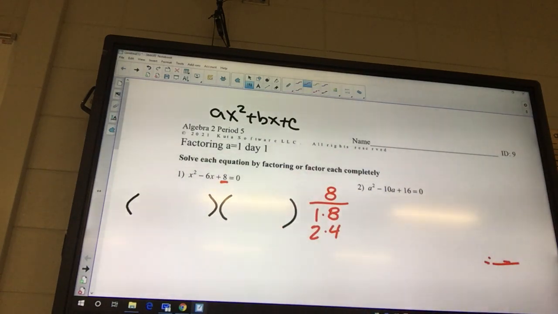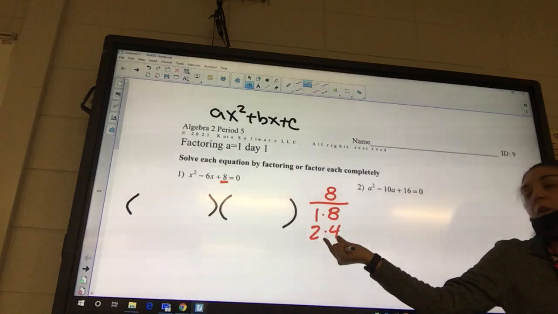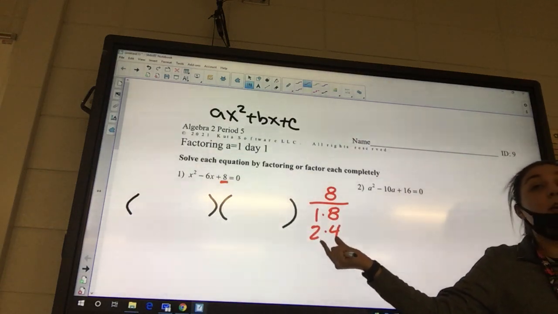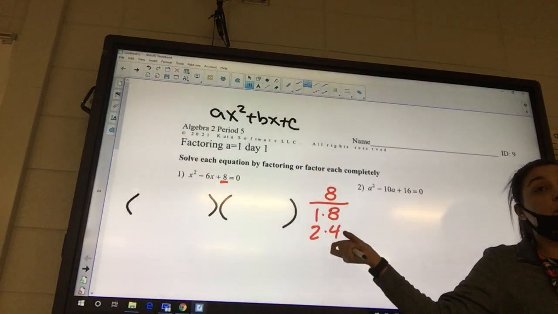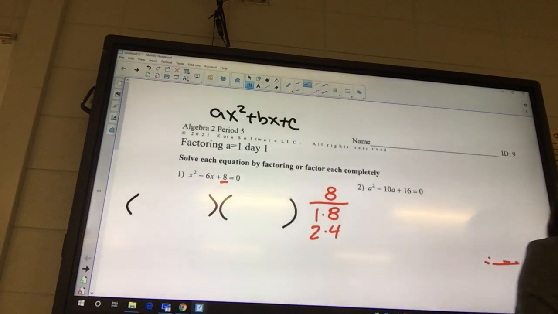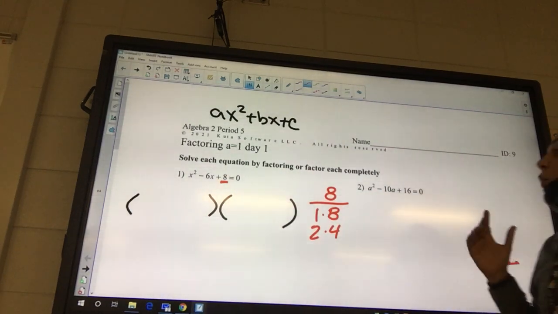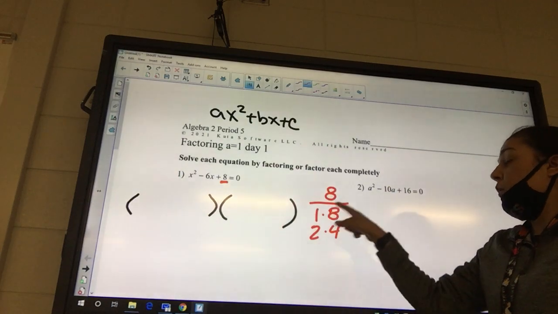Okay, once you've gotten the numbers, what is the only number between 2 and 4? 3. Does 3 go into 8 evenly? No. And so that's how you know you've gotten all the numbers. Okay, now, here's the tricky part. We need 2 numbers somewhere on this list.